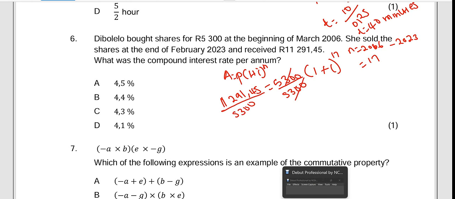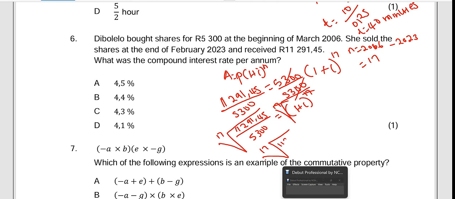This one will cancel. I'll be left with 11,291.45 divided by 5,300 equals 1 plus I to the exponent of 17. In order to get rid of the 17, I will take the 17th root on both sides. The root of 17 and the exponent will cancel each other. I'll be left with the 17th root of 11,291.45 divided by 5,300 equals 1 plus I.